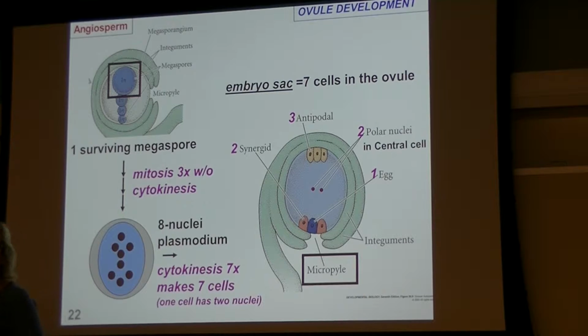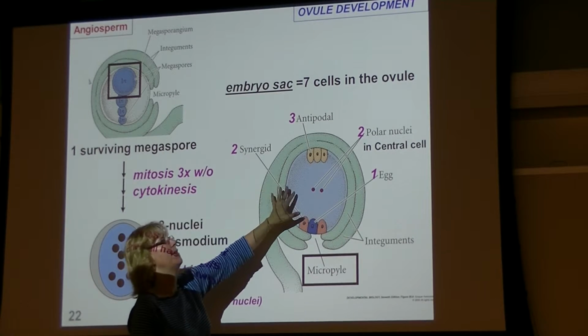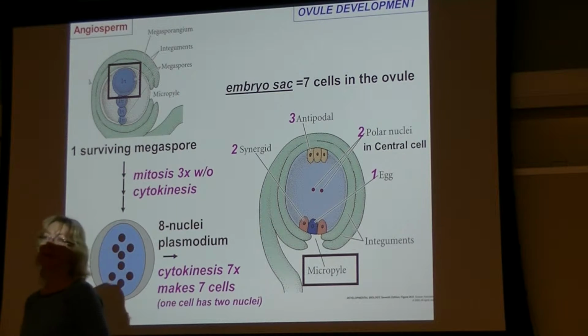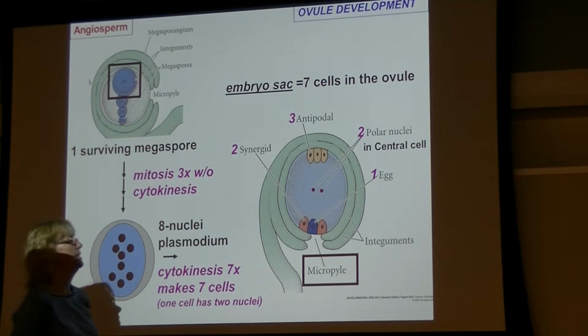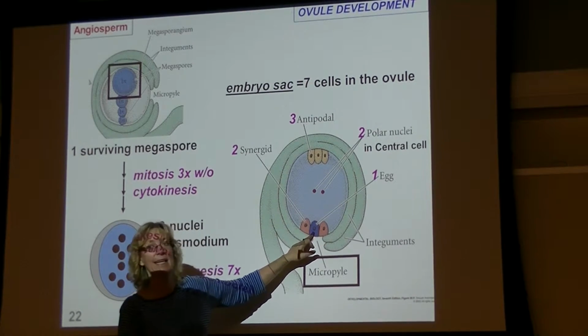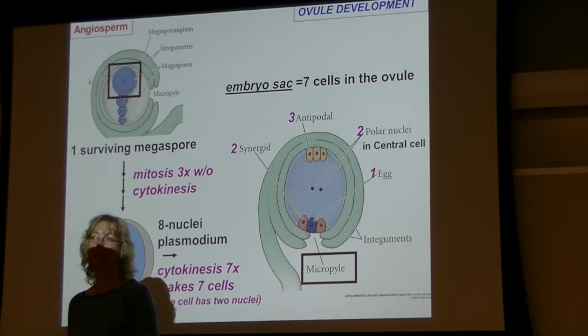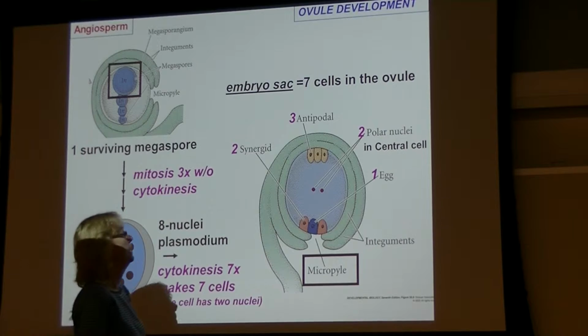Only instead of 8 cells, it only makes 7. So one of the cells has 2 nuclei. Okay, so here are the 7 cells then, that is the result of these mitotic events. And that whole structure is called the embryo sac, and that is the female gametophyte. So then what are these 7 cells? One of them will become the egg. So that's a haploid cell, it will become the egg, it'll be fertilized by 1 sperm.